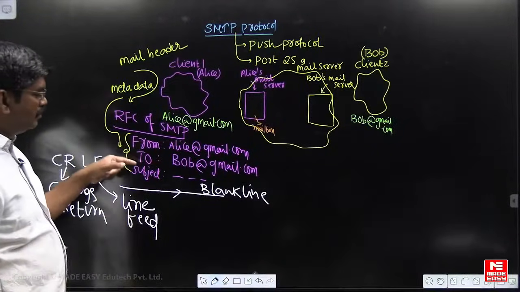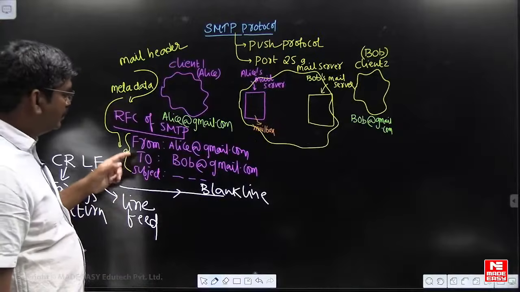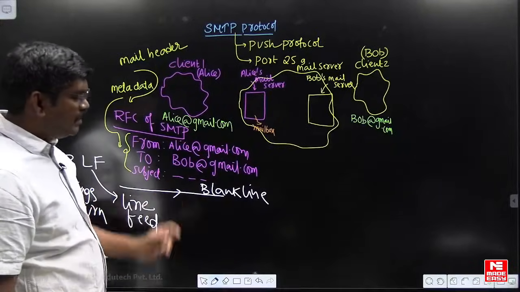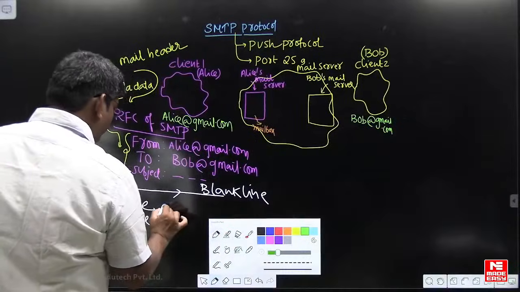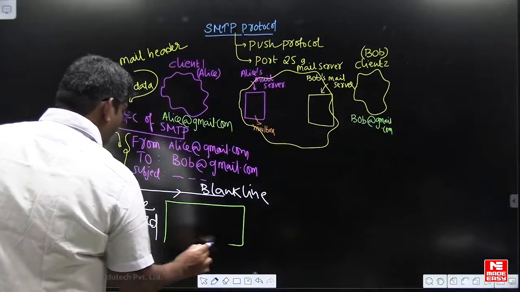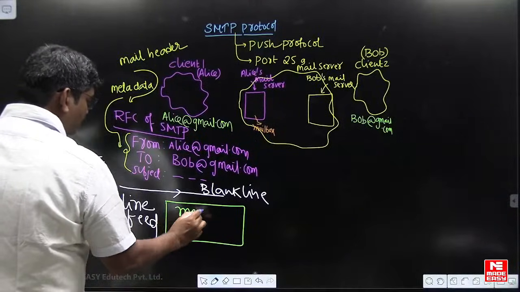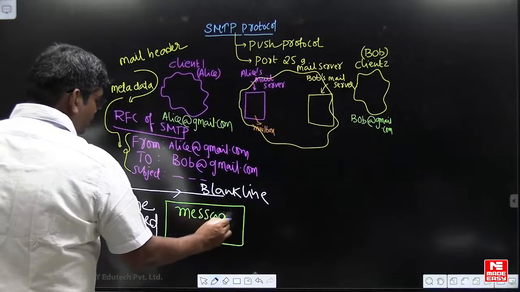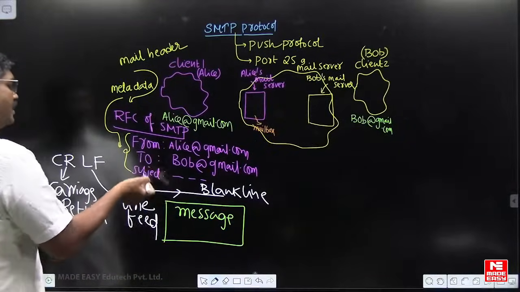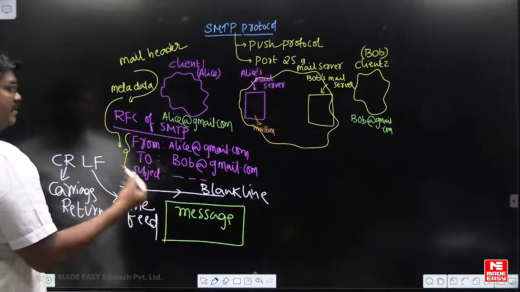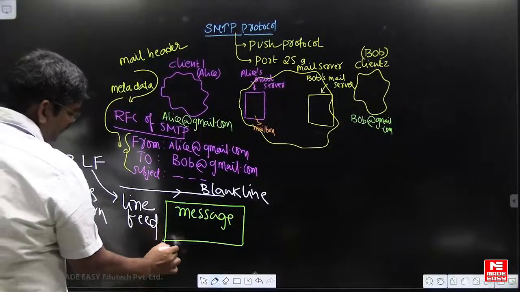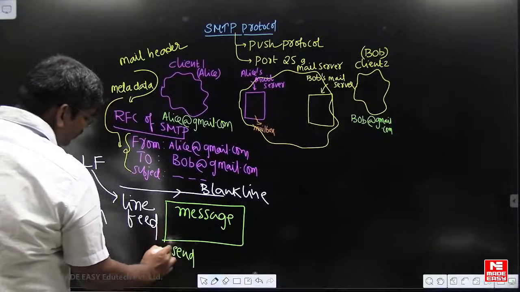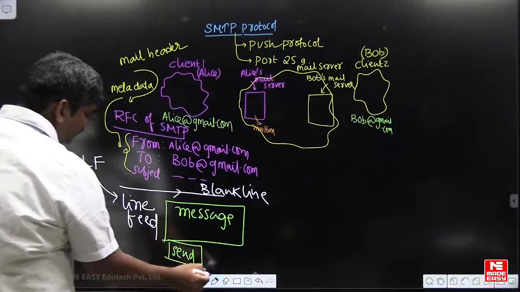So from, to, then subject, then there is a blank space, and after that comes the message, the mail, whatever you want to send. So what is this one? From, to, subject is the syntax. Syntax of what? Who is telling it? The RFC actually. So this is the message, and finally you are going to click on send.